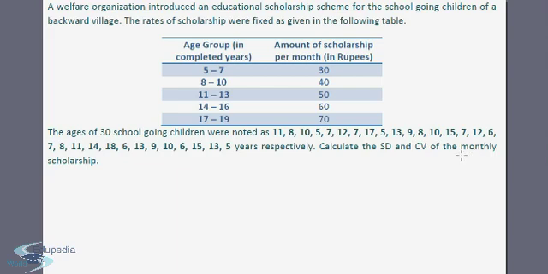Well, the key here is that you need to calculate the standard deviation and coefficient of variation of the monthly scholarship. And here in our first column we have the age group given. The monthly scholarship amounts are given here. So you will have to first decide what will be the value of your x and f. Once that's done, I think the problem is trivial. Of course, you need to solve this using the shortcut method.